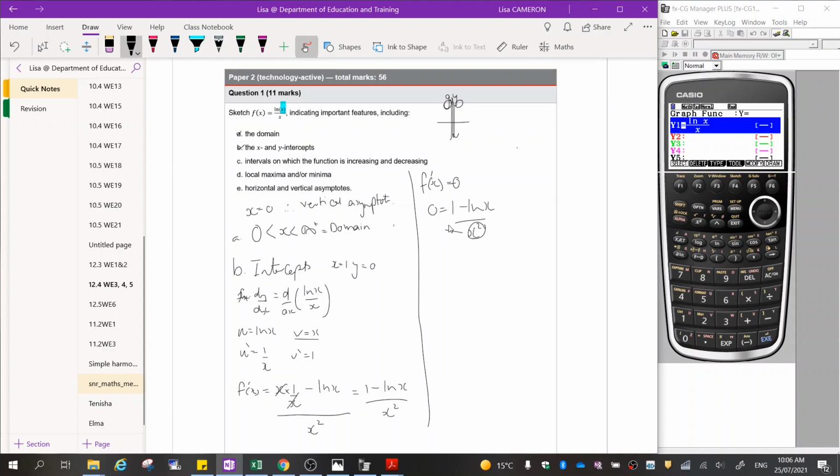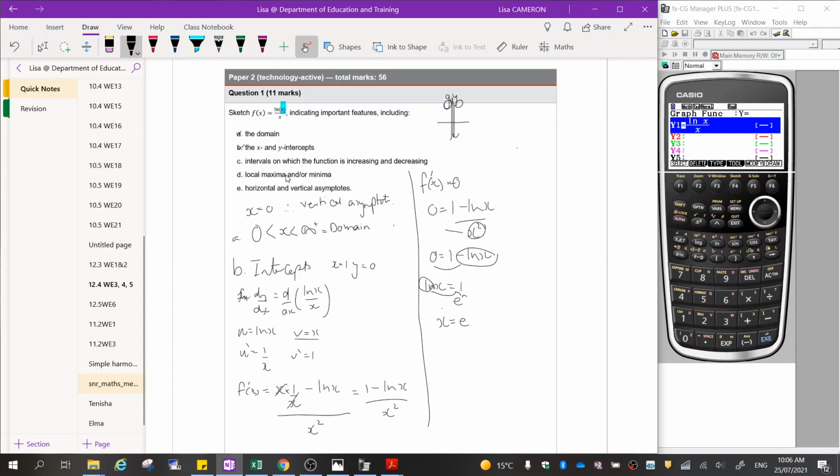Take this to the other side. 0 times anything just gets rid of it. So I've still got 0 is equal to 1 minus ln x. Now I'm going to move this to the other side. ln x is equal to 1. That means I take ln across, and it will become base e to the power of 1. So x is equal to e. So there is a stationary point at e.